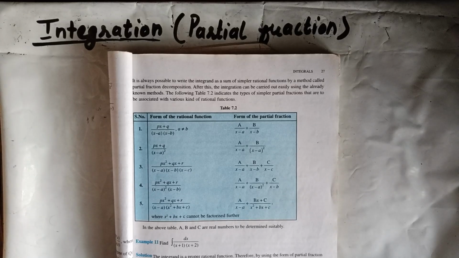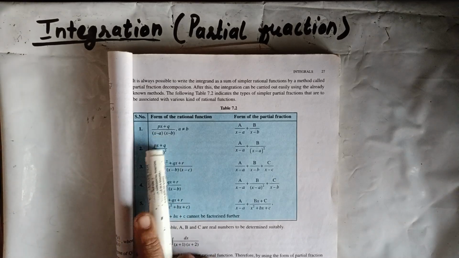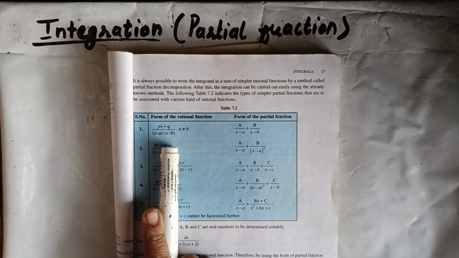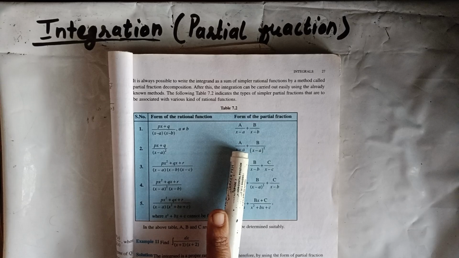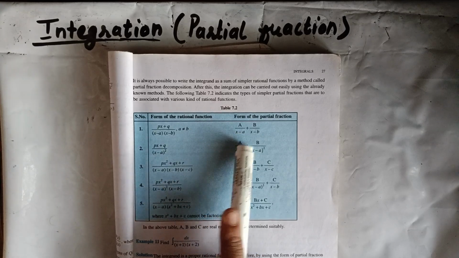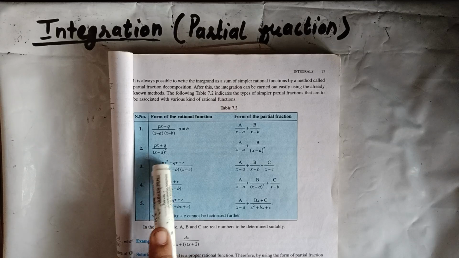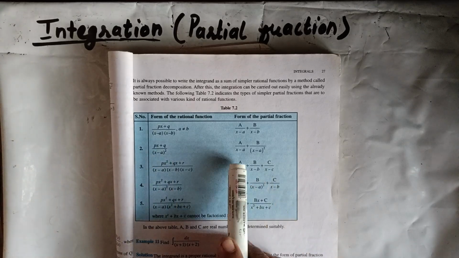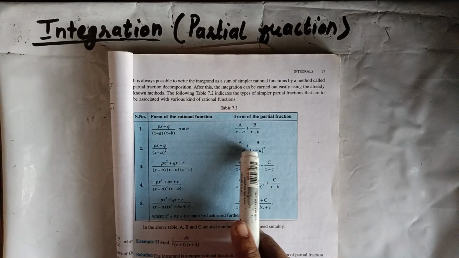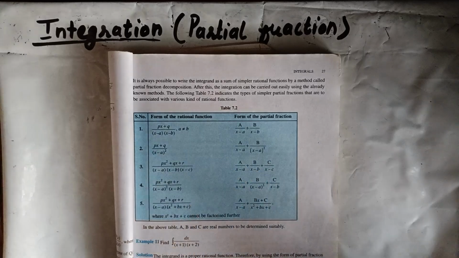Hello students. So today we will do some problems based on integration. That is, we are doing integration by partial fraction. If it is of the form px plus q upon x minus a, x minus b, that is linear form, we have A upon x minus a plus B upon x minus b. If you have x minus a the whole square, then you have to take A upon x minus a plus B upon x minus a the whole square.